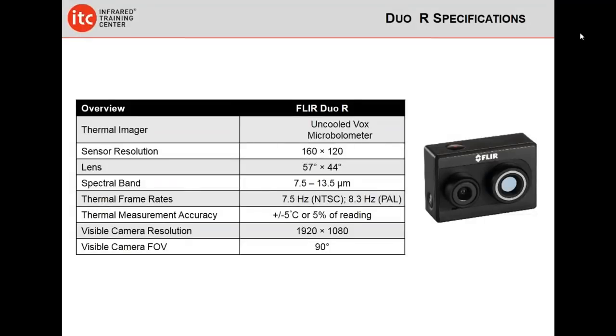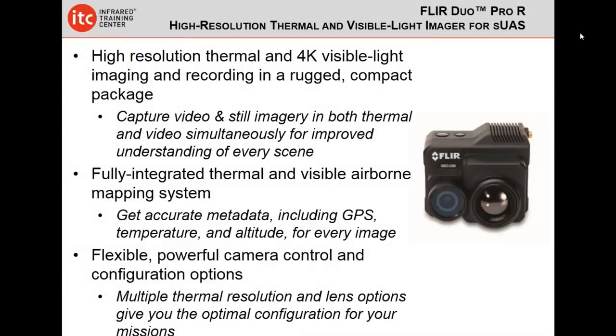The FLIR Duo R, again, this is a radiometric camera. And we'll speak a little bit about the difference between radiometric and non-radiometric. So as we go through, the new camera that's out is the FLIR Duo Pro R. A lot of benefits here: higher resolution, able to capture video and still imaging in both thermal and video simultaneously, which is just amazing. And so we've had a lot of calls for a camera like this that's both visual and infrared, and we now have it out there, the FLIR Duo Pro R.